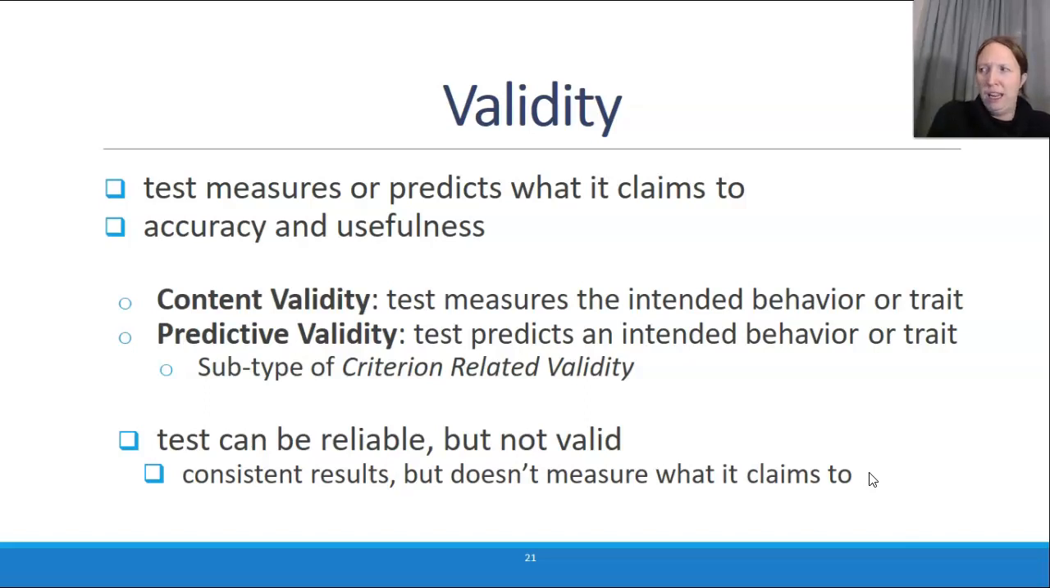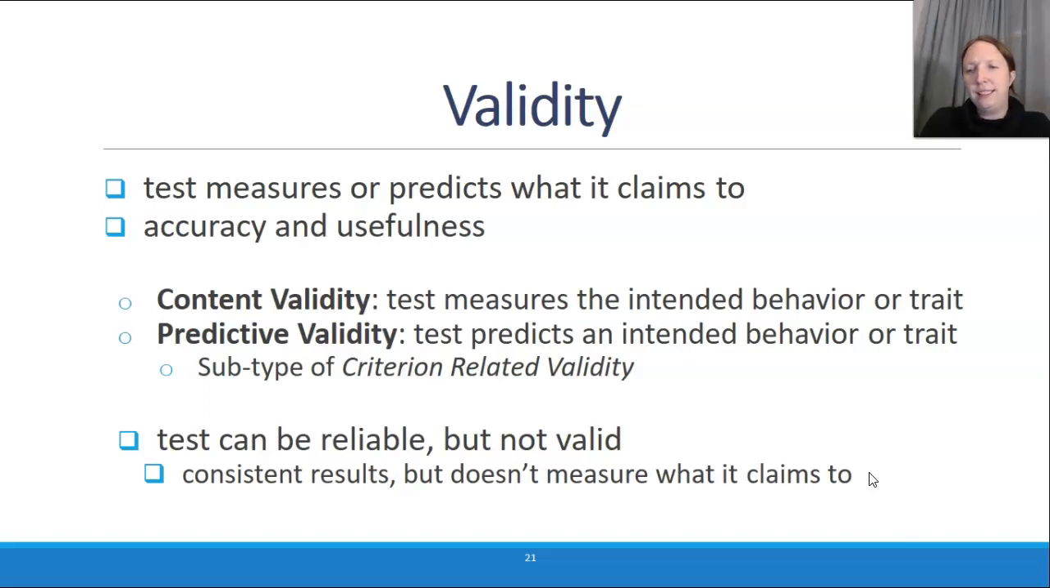If I had you take a math test to get your driver's license, that's not valid. It's not testing the intended behavior. Like, what does a math test have to do with whether or not you can drive a car? Another type is predictive validity, where a test predicts an intended behavior or trait. And this might be like the idea of an SAT or an ACT. By taking an ACT or SAT, if you score really high and it tells a college, yeah, they're going to do well in college, you go to college and you actually do terrible, maybe that ACT or SAT was not actually a valid predictor of your academic success.